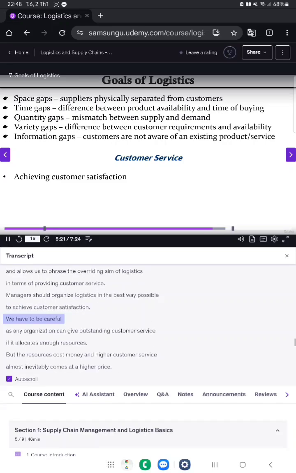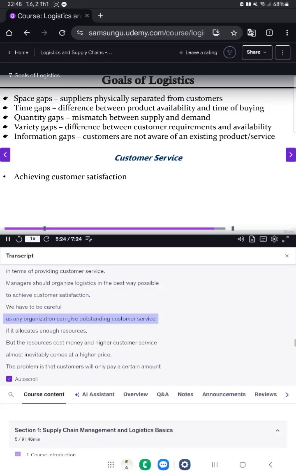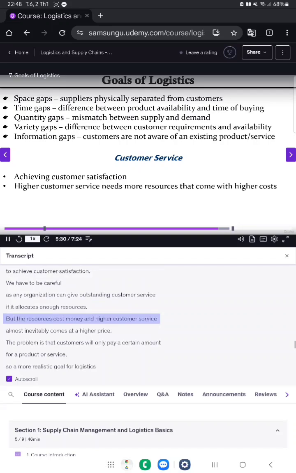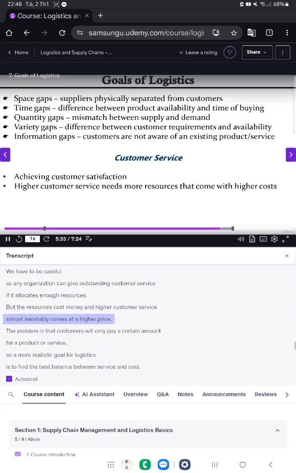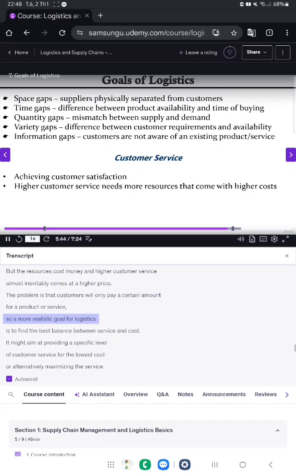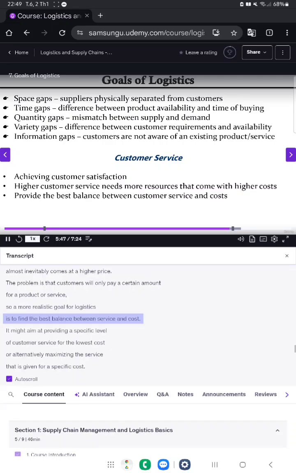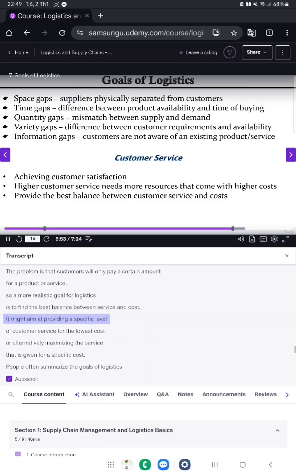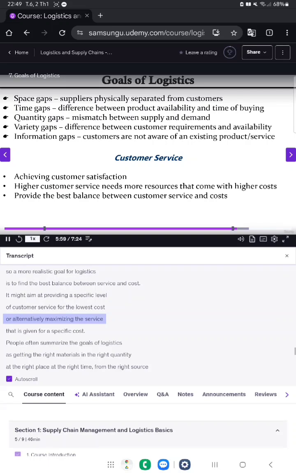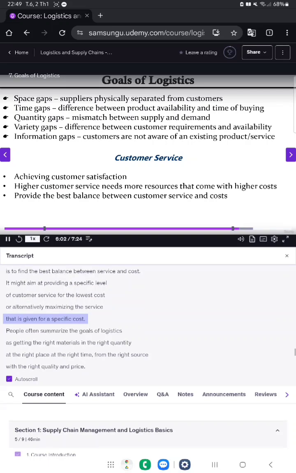We have to be careful, as any organization can give outstanding customer service if it allocates enough resources. But resources cost money, and higher customer service almost inevitably comes at a higher price. The problem is that customers will only pay a certain amount for a product or service, so a more realistic goal for logistics is to find the best balance between service and cost. It might aim at providing a specific level of customer service for the lowest cost, or alternatively maximizing the service that is given for a specific cost.